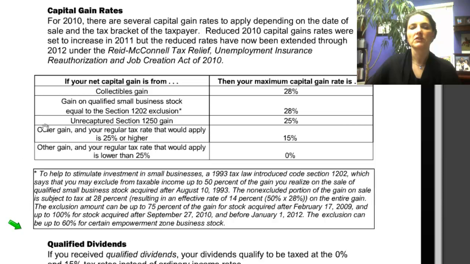So this is a very specialized type of stock. It has to do with investments in small businesses. There's lots of rules about who can qualify for it and the type of business stock that does qualify. But if you have sold that kind of stock, it's a good deal when you sell it.